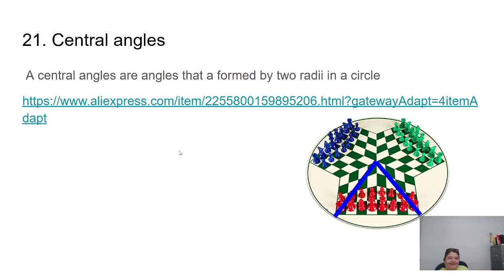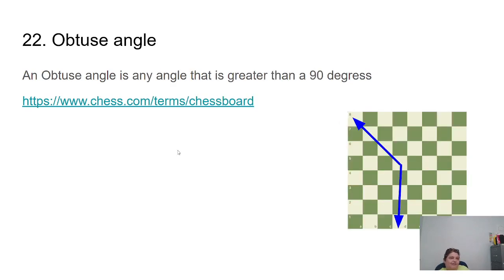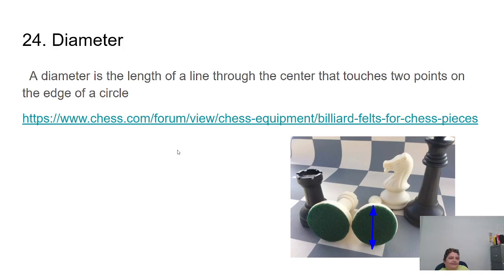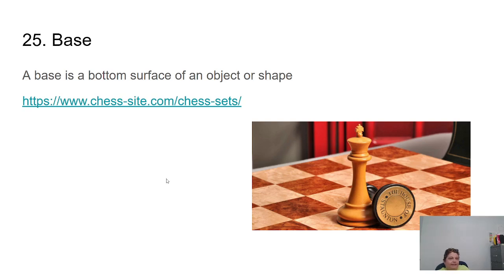This is a central angle, which we'll learn about tomorrow. Obtuse angle, point, diameter. He drew this on there, by the way, to show it. But like I said, you will be presenting. So you and your partner will be up there taking turns, showing us what shape you're talking about. Base. And that was it.